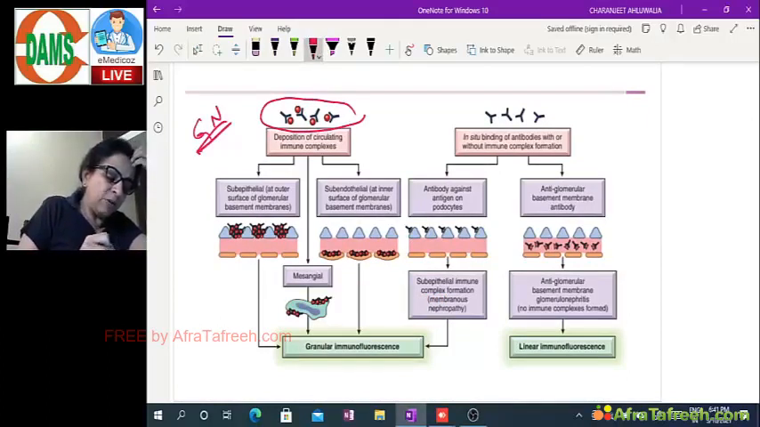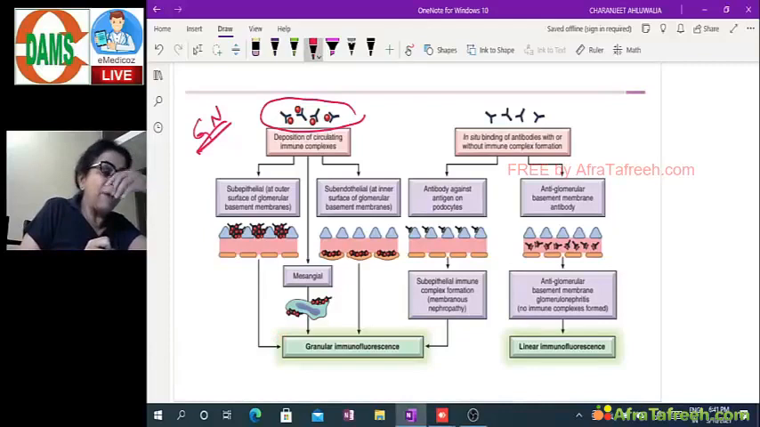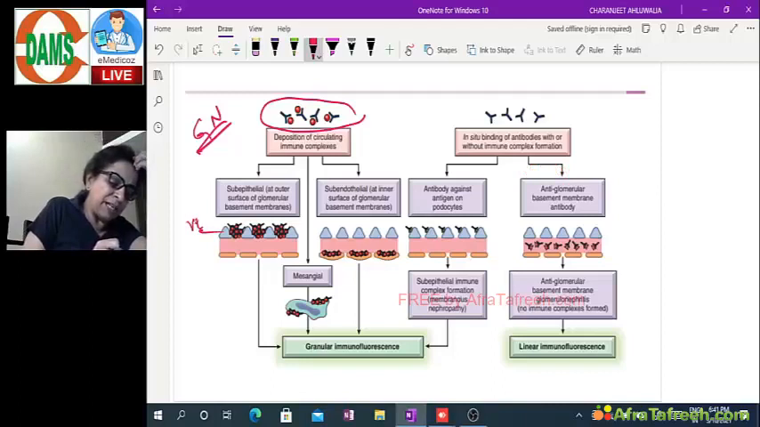These circulating immune complexes, kidney में मैंने ये बताया था कहाँ deposit हो सकते हैं. ये देखो, they can deposit subepithelial. I have already explained all this to you. The deposits can be subepithelial. So this is the visceral epithelial cell. This is the basement membrane. These are the endothelial cells. So GBM is drawn here. So deposits can be subepithelial.